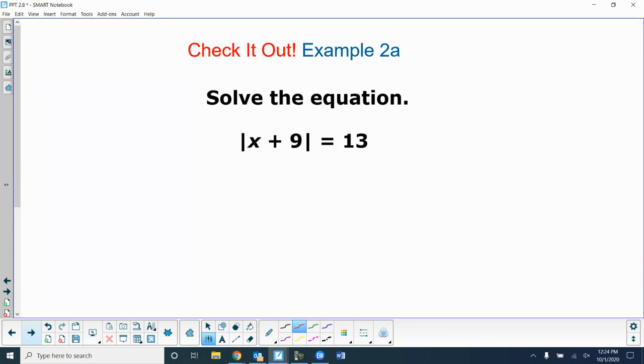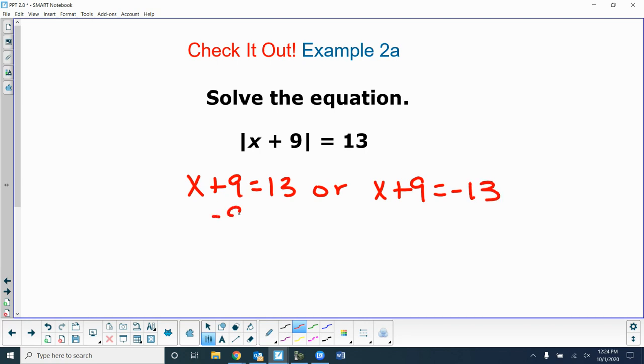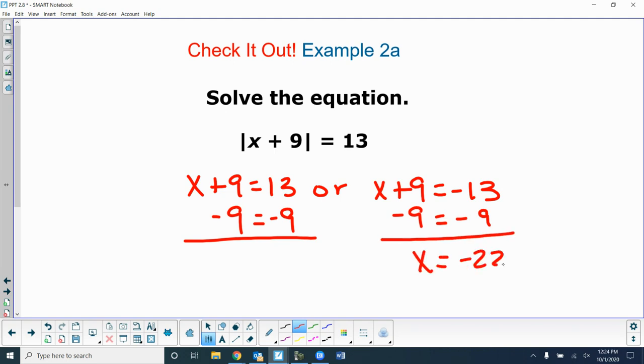All right. What are my 2 problems, JR? X plus 9 equals 13, or X plus 9 equals negative 13. No, because you're going to subtract, right? Oh, wait, this one will be negative, and that one is positive 4. Right. Okay? Questions? Getting the hang of it?